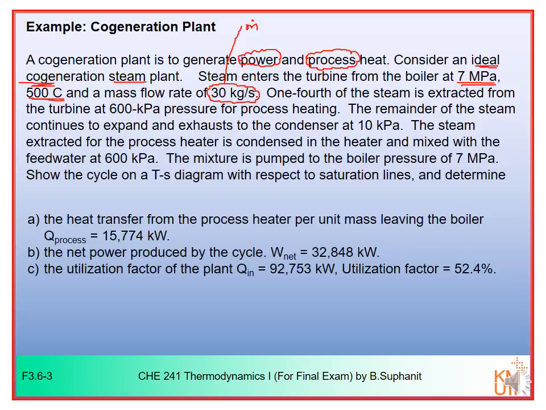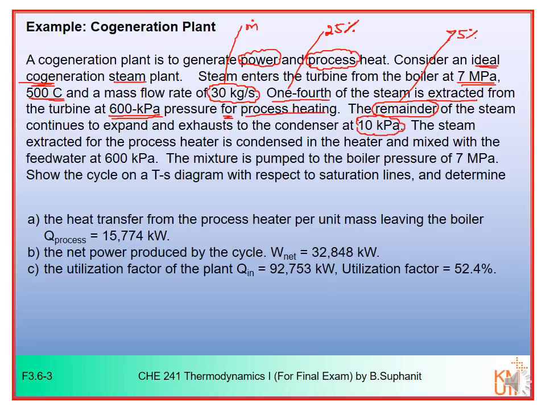Now in this system we will extract 1/4 of the steam from the turbine. So 1/4 means that 25% of the total flow of the steam will be extracted from the turbine, and it will be extracted at 600 kilopascal for process heating. The remainder of the steam, that would be 75% of the total flow, will continue to expand in the latter part of the turbine, and then it will exhaust to the condenser at 10 kilopascal.